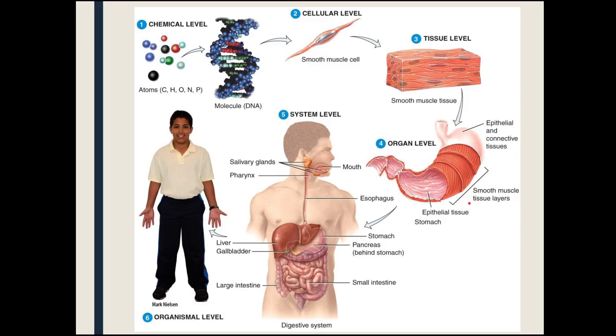Remember, organs are going to have two or more types of tissue. That's what qualifies them to be an organ. And the organ is going to be, in this case, the stomach. It resides and plays a role in the digestive system. And this is later our organism level.